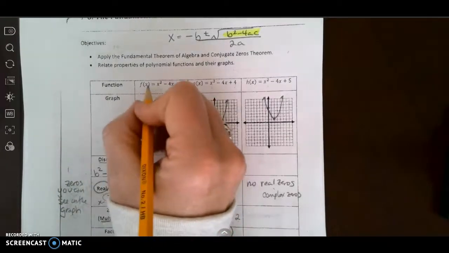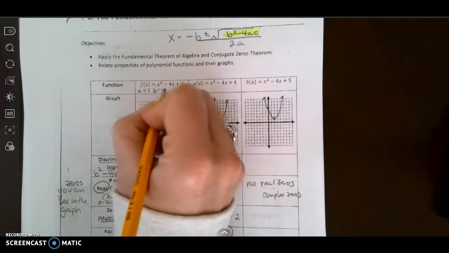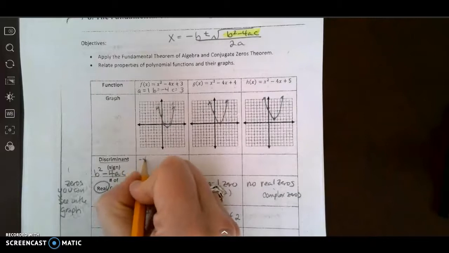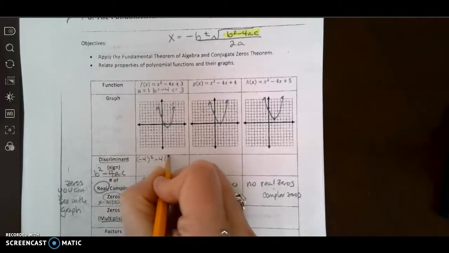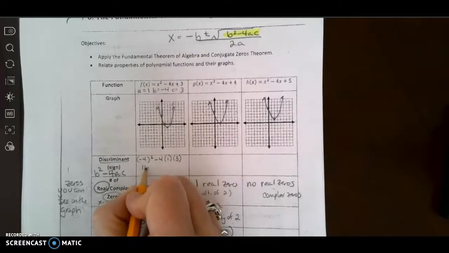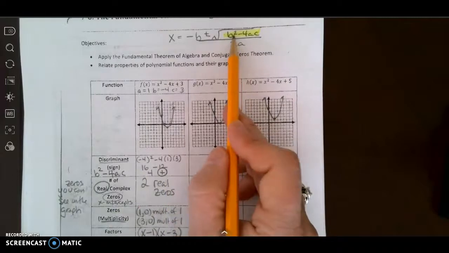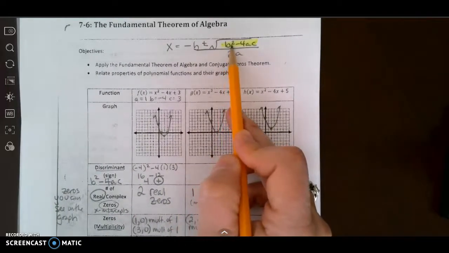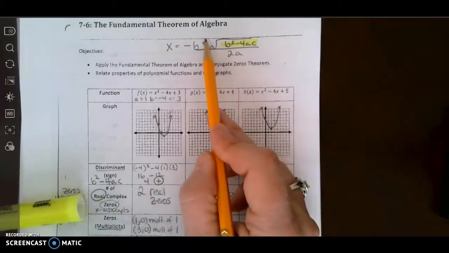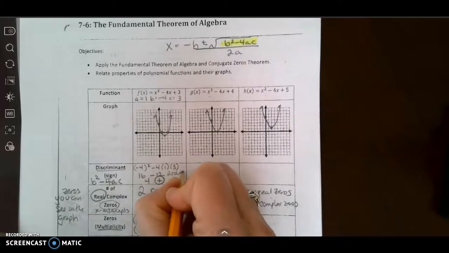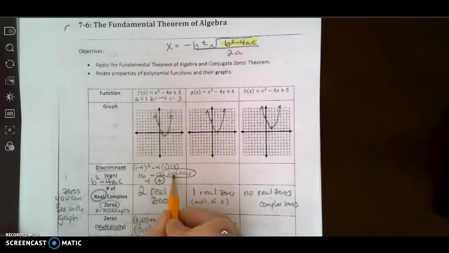So let's look at b squared minus 4ac. So a would be 1, b is negative 4, and c is 3. So the discriminant would be negative 4 squared minus 4 times 1 times 3. So we end up with 16 minus 12, which is 4. And 4 is positive. And because we have a positive number under here, it's going to be a real number. That's why we have real zeros. And we're going to add or subtract some number, which is why we have two solutions. That is what a positive discriminant tells me. I'm going to have two real solutions.